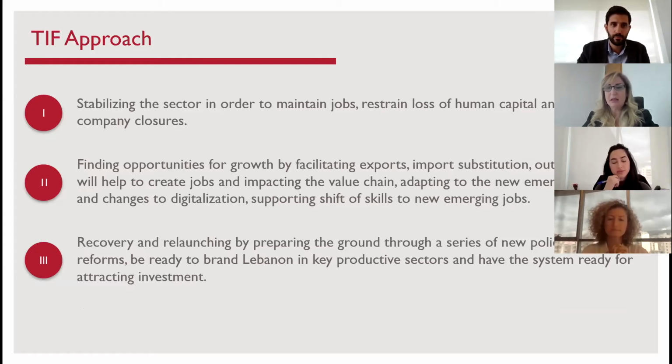For TIF approach, during this phase, we know the current context: the political instability, COVID-19 challenges, financial and economic crisis. So in phase 1, TIF will be focusing first on stabilizing the sector in order to maintain jobs, restrain loss of human capital, brain drain, and reduce key company closures. In phase 2, TIF will be finding opportunities for growth. How? By facilitating export, import substitution, outsourcing that will help to create jobs and impacting the whole value chain or sector. By adapting to the new emerging behaviors such as digitalization and supporting shift of skills to new emerging jobs. Phase 3 is the recovery and relaunching phase by preparing the ground through a series of new policies, regulation and reforms, and being ready to brand Lebanon in key productive sectors and have the system in place for attracting investment.